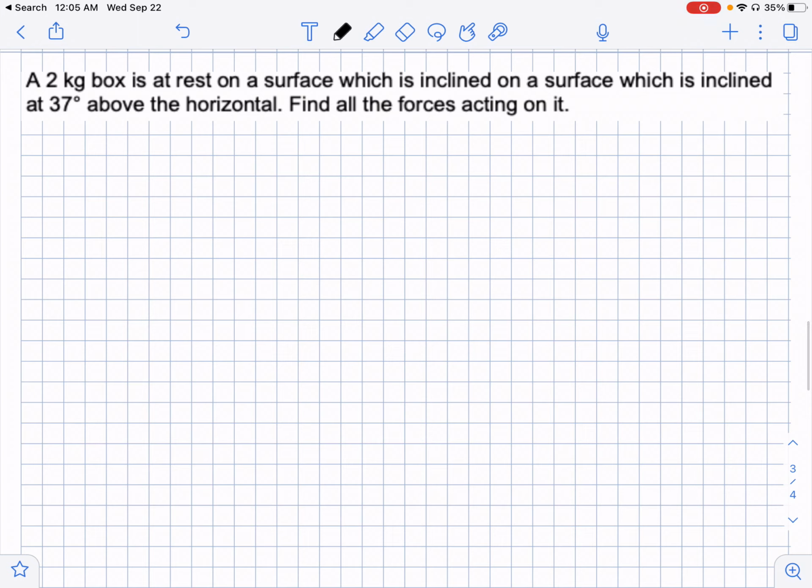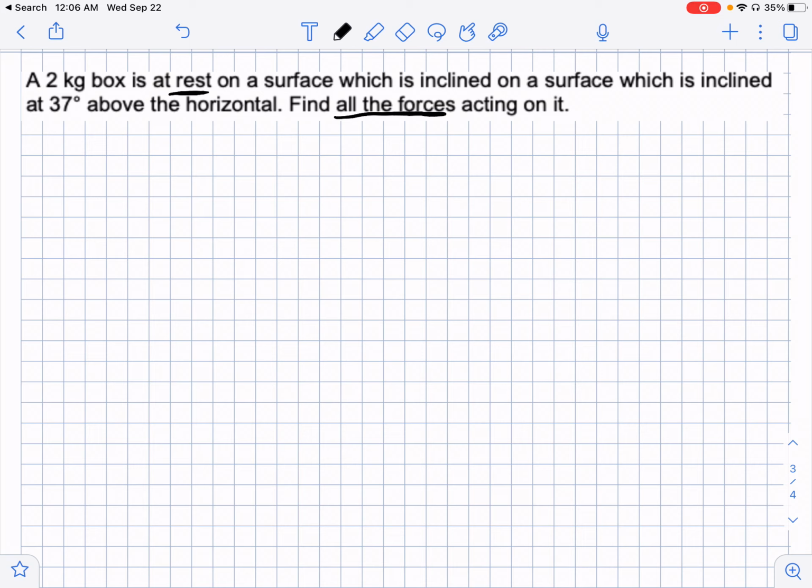So this one here, it says we have a 2-kilogram box. It's at rest. There's one of those important words. We'll underline it. And it makes a 37-degree angle with the horizontal. And they're wanting us to find all the forces.